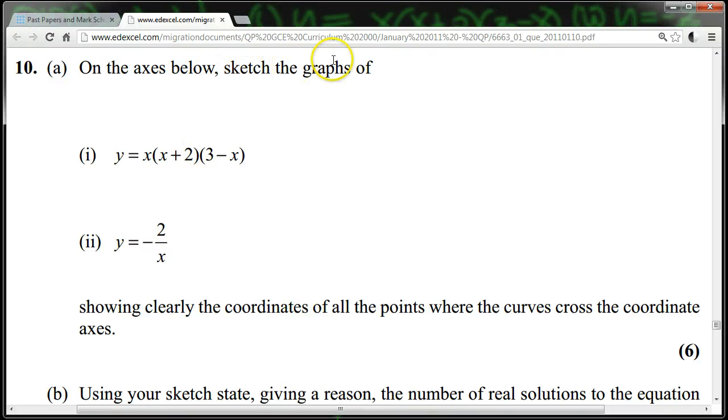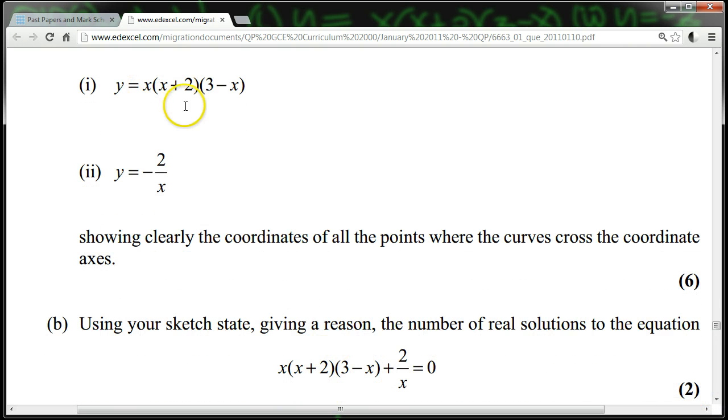On the axes below, sketch the graphs of this equation. It's a cubic equation, as you can see here, with a negative x cubed, isn't it? When you expand this bracket, it'll be minus x cubed. And this curve here, y equals minus 2 over x, showing clearly the coordinates of all points where the curves cross the coordinate axes. Using your sketch, state, giving a reason, the number of real solutions to the equation.